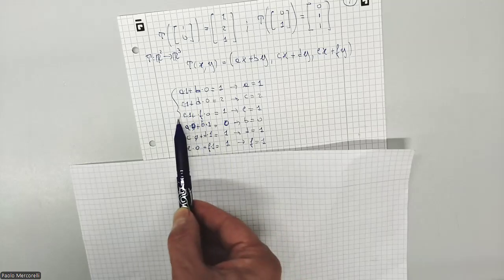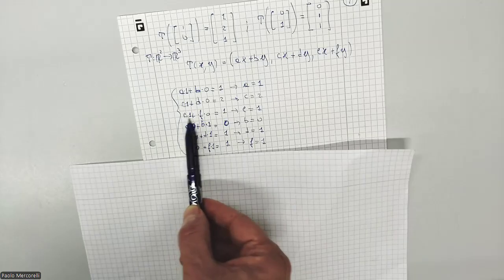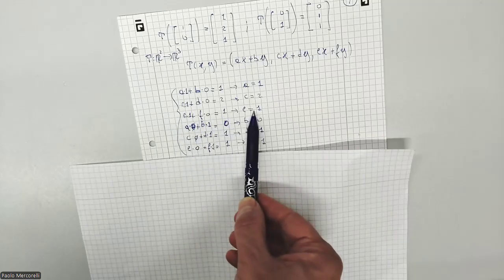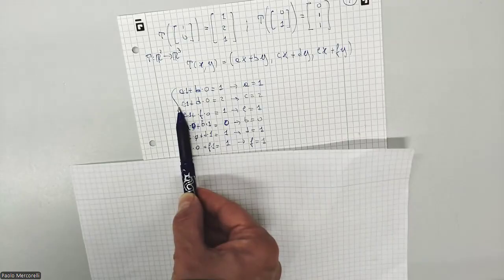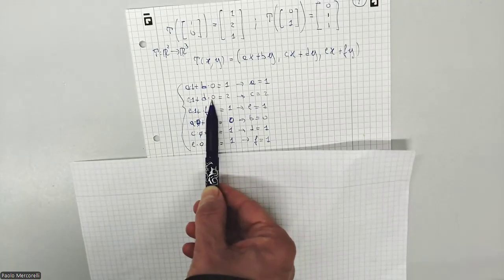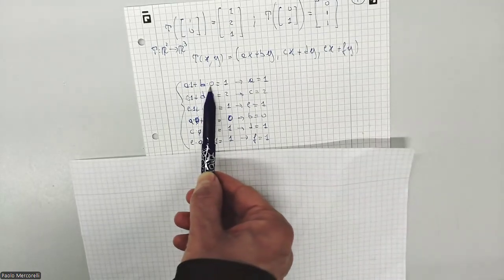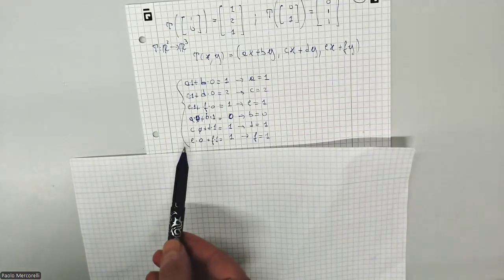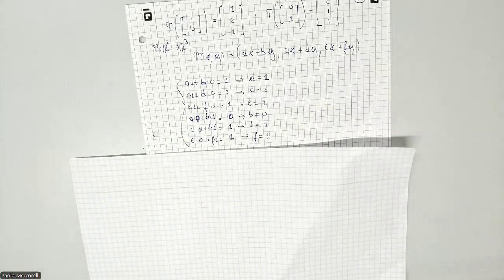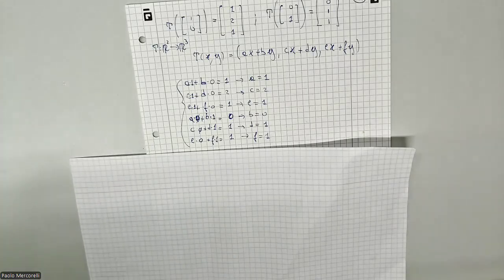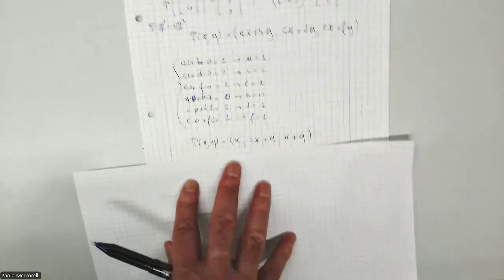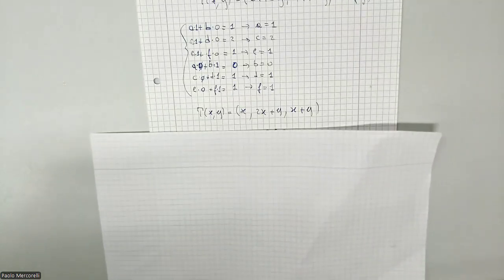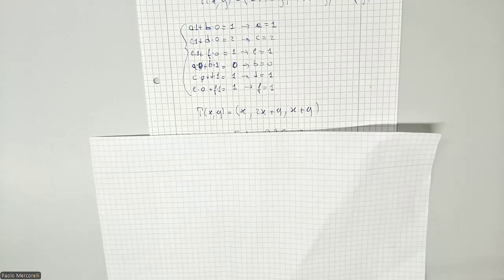Look here. From this line, we have E equal 1. From this line, we have C equal 2 because of the presence of the 0 here. Because of the presence of the 0 here, we have A equal 1. Extremely easy to calculate, because in each line we have something which is multiplied by 0. This means I have A equal 1.